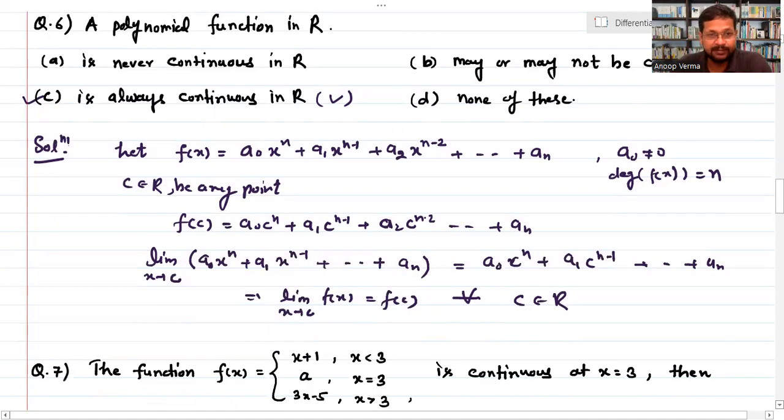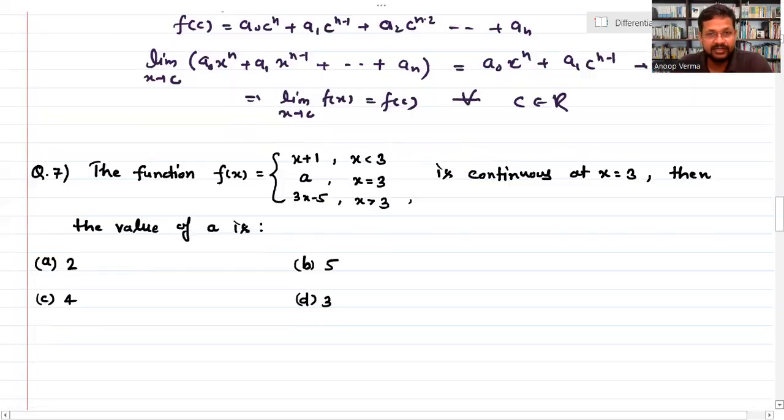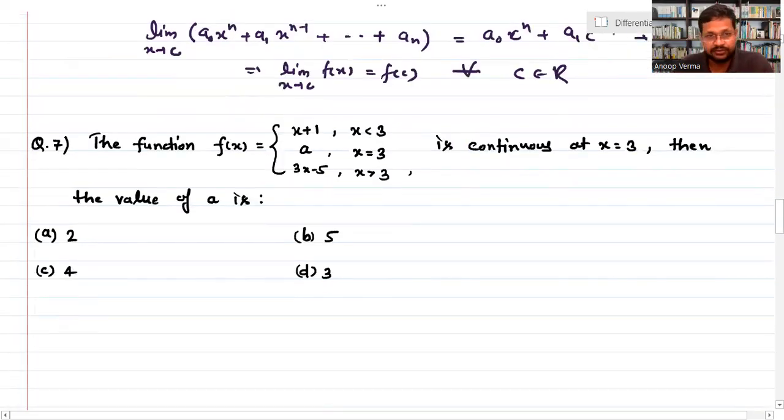ओके. नेक्स्ट हम बात करते हैं क्वेश्चन नंबर 7. इसमें क्या बात करते हैं? तो the function f(x) is defined in this way, and it is continuous at the point x equals 3, then find the value of a. So we have to calculate the value of a.